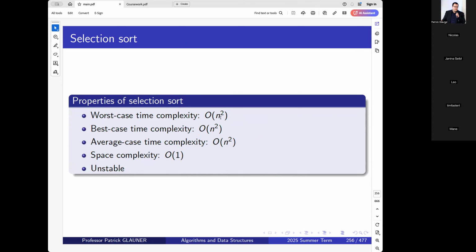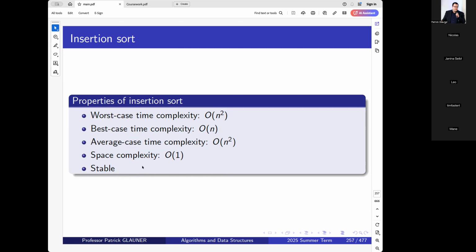Selection sort has worst, best, and average cases of O of n squared, and a space complexity of 1, so it's in place, and it's unstable. So really, it doesn't look that useful. Even our bubble sort was maybe more useful because the bubble sort was at least stable and had, if you implement it, a better best case time complexity.